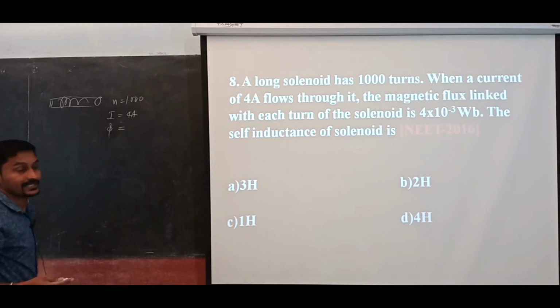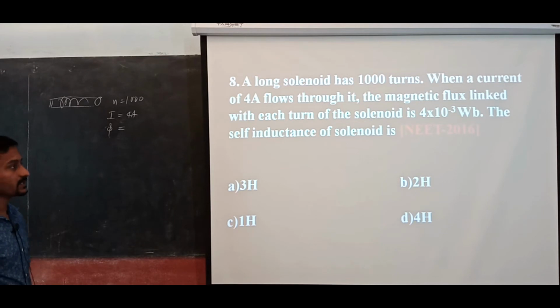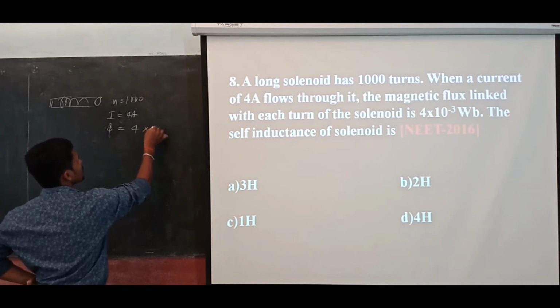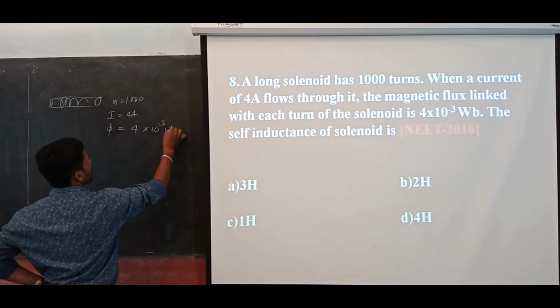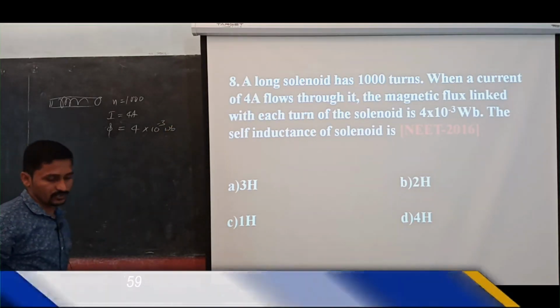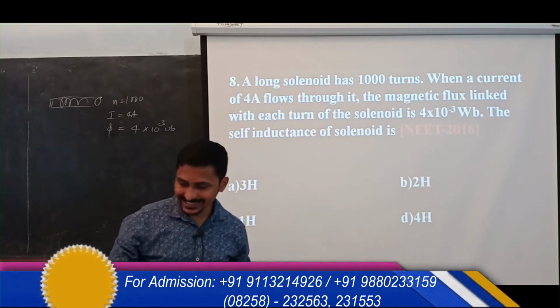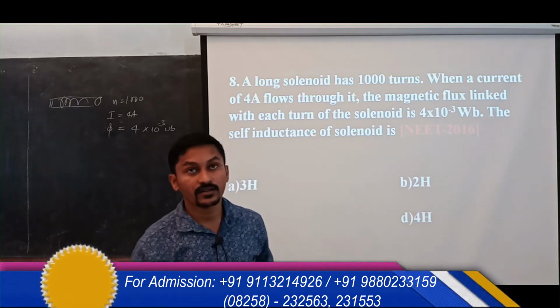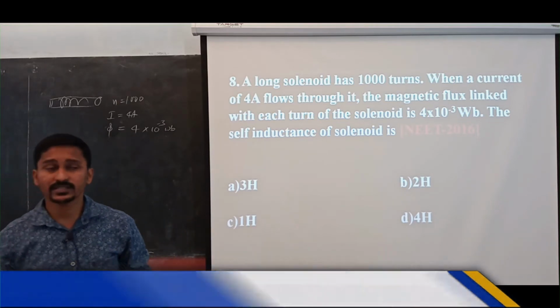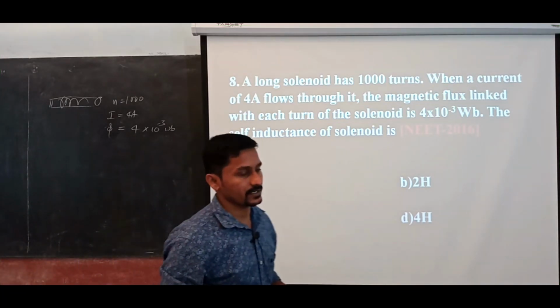Magnetic flux density means B, magnetic flux means phi. Each and every term you have to remember. It is 4 into 10 to the power minus 3 Weber. Now the self inductance of the solenoid. So it is not only a question from moving charges and magnetism, it is a mixture of questions from moving charges, magnetism and electromagnetic induction.